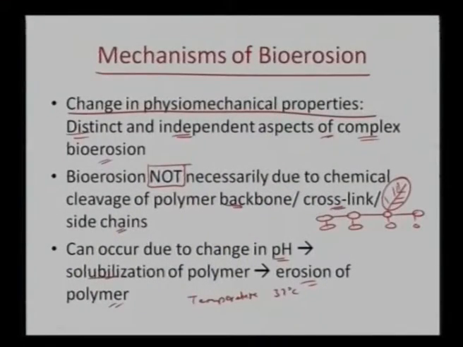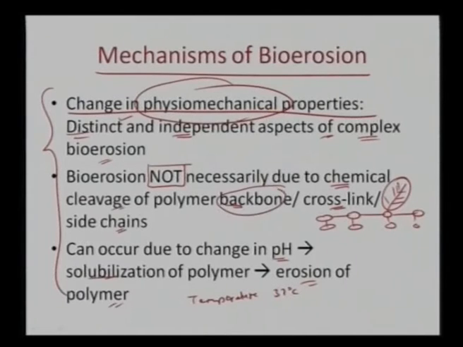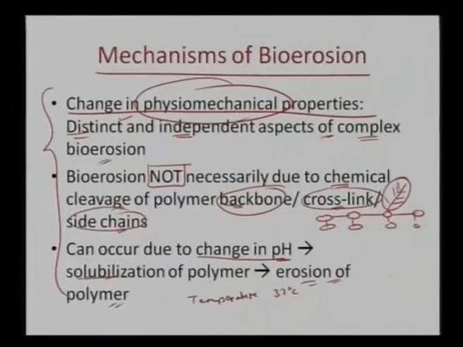So we can see that the mechanisms of bioerosion are very complicated. They can be very distinct and independent of each other, and they impart changes in the physiomechanical properties. And again, bioerosion is not limited to the chemical entity or the chemical cleavage, which can occur either in the backbone or the cross linking part or the side chains to result in the deterioration of the polymer. And again, the bioerosion can also happen by changing the temperature or by changing the pH, and that can alter the overall solubilization of the polymer. So the overall solubility of the polymer can also get altered in a particular environment, and that can again lead to the erosion of the polymer.